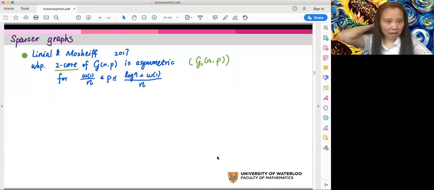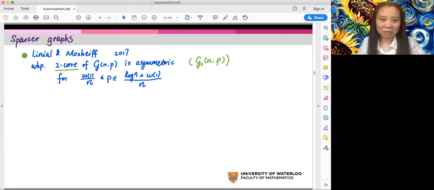Okay, there is some other work following that for sparser graphs. As I said before, if you know G(n,p), somehow the asymmetric case is a bit easier. I'm not saying the proof is easy, but if you want to make the problem even harder, you can try to push down the density further. But then there are a lot of isolated vertices.